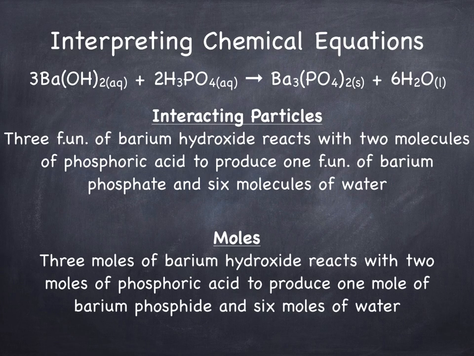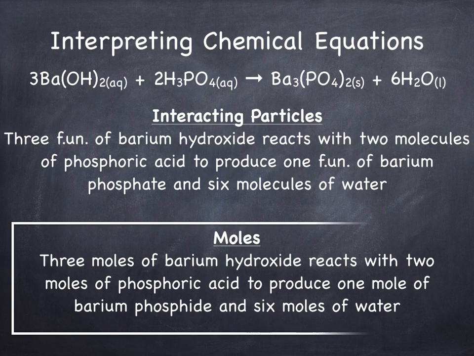There we take those coefficients and we look at them, instead of interacting particles, as interacting quantities of moles. So 3 moles of barium hydroxide react with 2 moles of phosphoric acid to produce 1 mole of barium phosphate and 6 moles of water. If you're doing lab bench chemistry, when you are actually performing labs in which you will need to do stoichiometric calculations, you are most likely working on this mole basis.